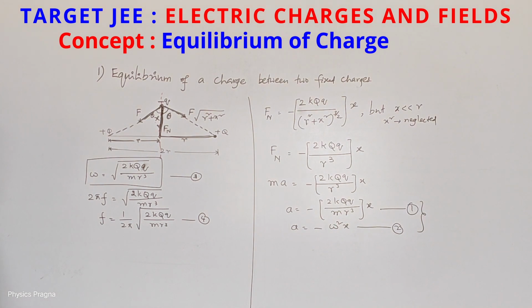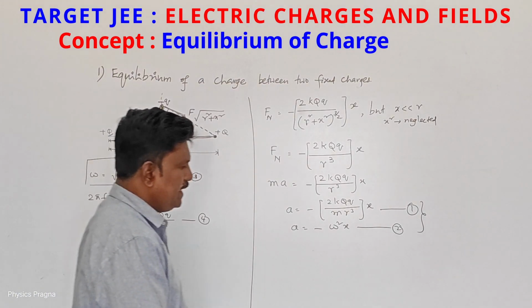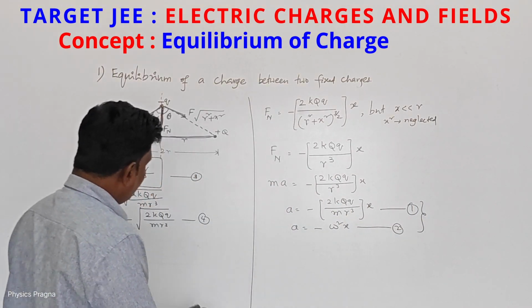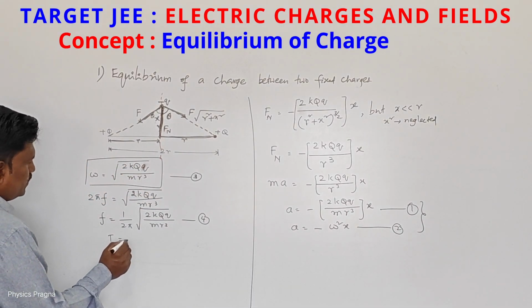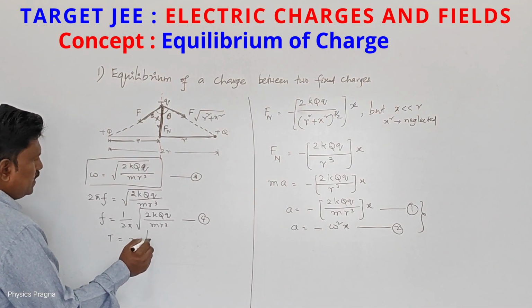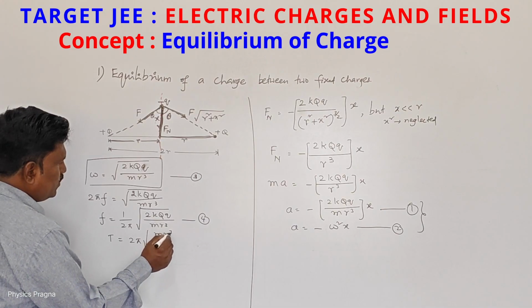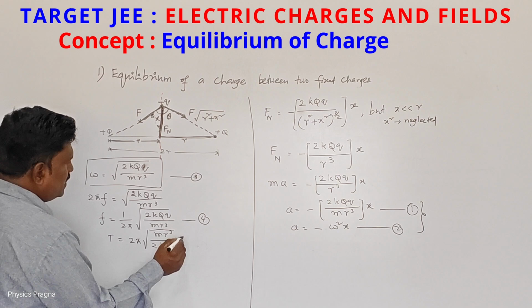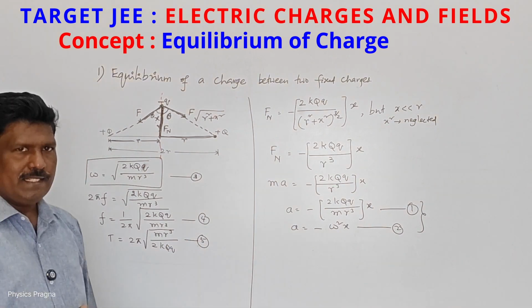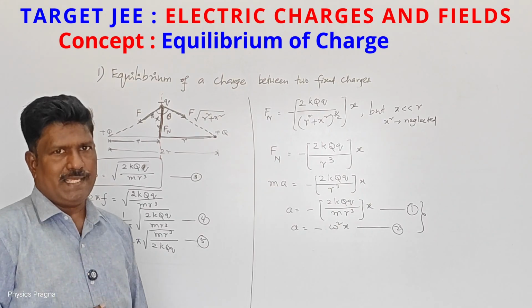The time period also we can calculate. How? In the place of omega, I will write 2 pi by capital T. Then the time period formula becomes T is equal to 2 pi root of m r cube by 2kQq. This is equation 5. Like this, whatever is asked in the problem, we can calculate for this particular case.